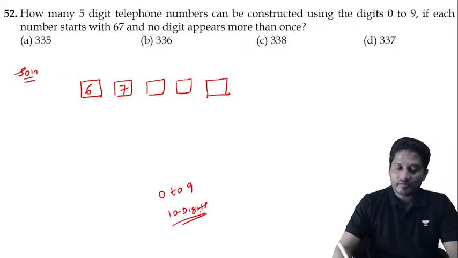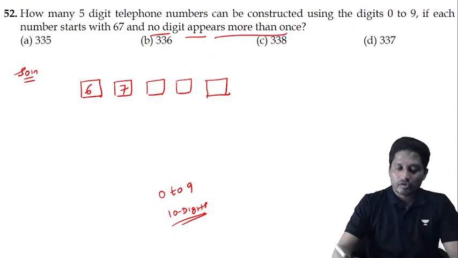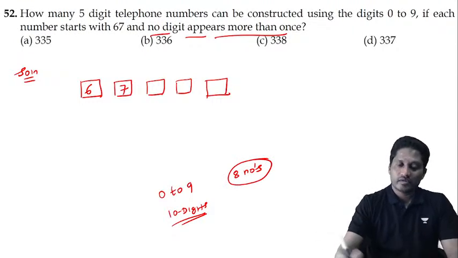Okay, so repetition of digits is not allowed. No digit appears more than once. So you can't use 6, you can't use 7. Now obviously 8 numbers are left out. 0 to 9, 10 numbers, exclude 6 and 7, 8 numbers are left out. This place can be filled in 8 ways. This place can be filled in 7 ways. This place can be filled in 6 ways.